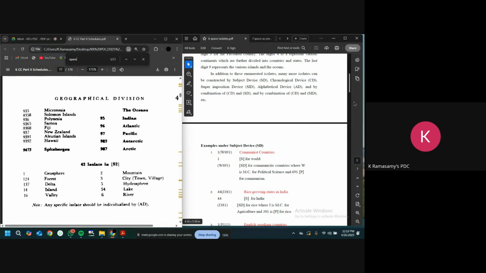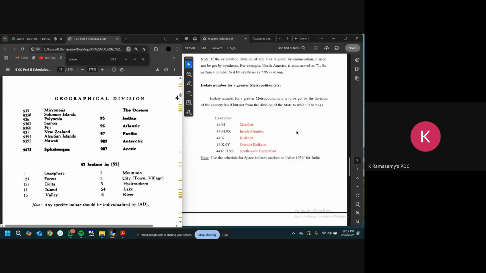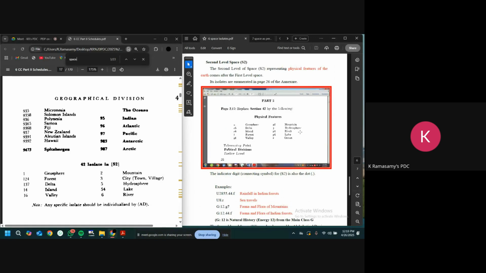So two different possibilities are there, space 1 and space 2. The connecting symbol for both space 1 and space 2 is dot only. Before S1, you put a dot. Before S2, put another dot. Dot is the connecting symbol for both S1 and S2. I'll give examples where you can see both. And please understand, as I told you, space 2 is to be taken from annexed page number 26.